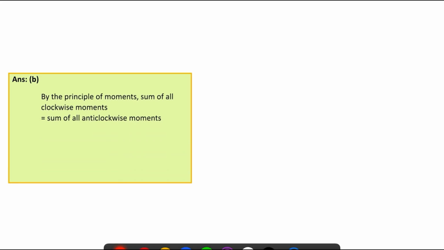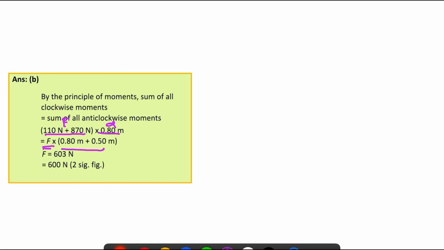Okay, so let's see the working. By the principle of moments, the sum of clockwise moments equals the sum of anti-clockwise moments. So this part is the clockwise moment, force times distance, equals the anti-clockwise moment, force times distance. By simplifying, you'll be able to find the force, correct to 2 significant figures. Next question.